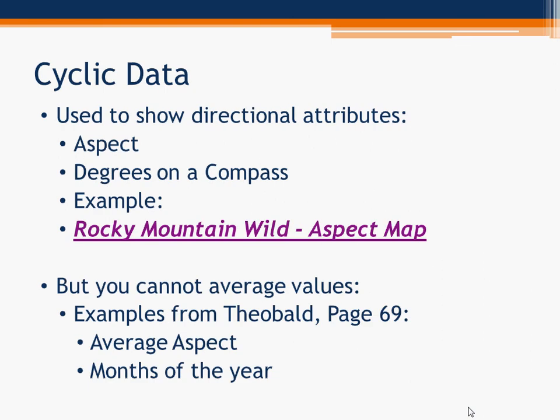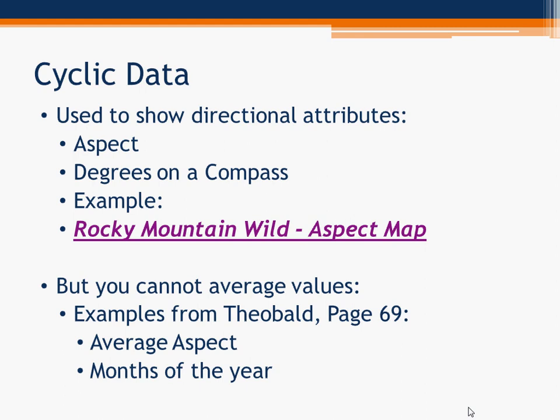We'll wrap up here with cyclic data. I do have a website that I've embedded in the slides here for you guys to take a look at. Just an example of an aspect map. I'll probably jump out to Paint here in just a second to sort of draw what I'm talking about. But on page 69, I do like to pull this passage out so that we understand what we mean by cyclic data. And so the example that we use here at the bottom is the average aspect.